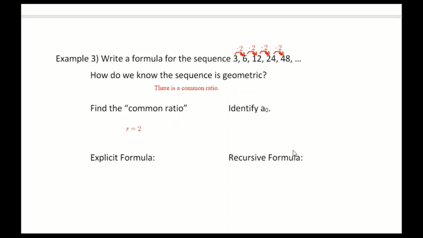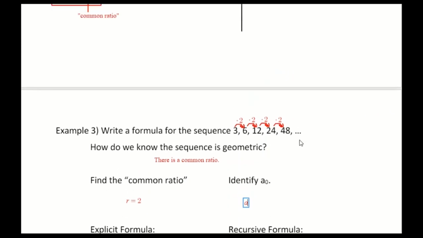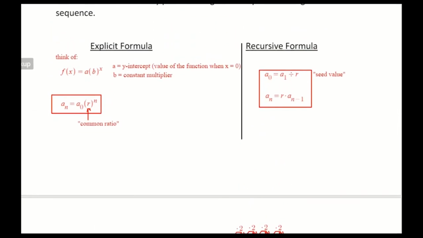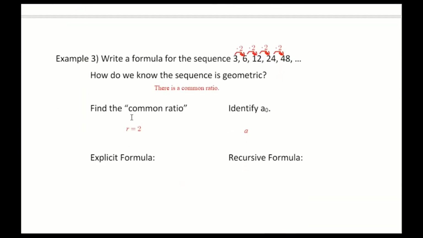And our a sub 0 would be the term that comes before the first term. The little formula I gave you to calculate that is up here: you take the first term and divide by the common ratio. The first term here would be 3. The common ratio is 2. So 3 divided by 2 is 3 halves, or 1.5.